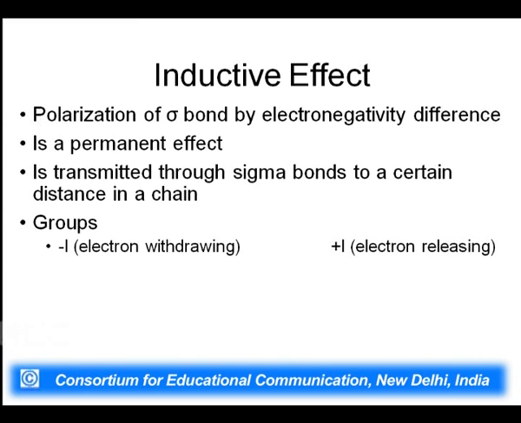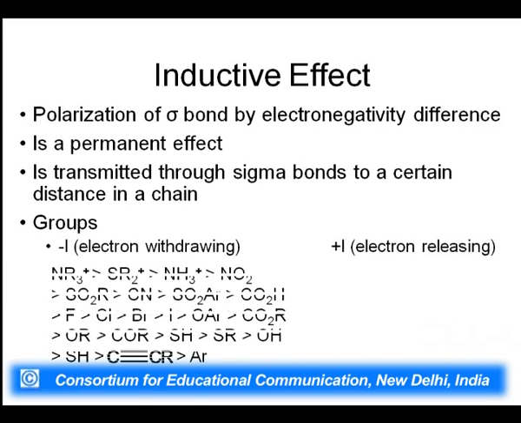Now, there are 2 types of inductive effect. Minus I is electron withdrawing: chlorine is withdrawing electrons towards itself and creating a partial positive charge on carbon. Plus I is electron releasing: the group or atom will give electrons and create a partial negative charge on the carbon atom. So, minus I groups are called electron withdrawing groups.